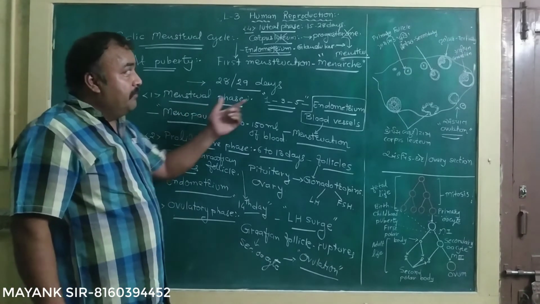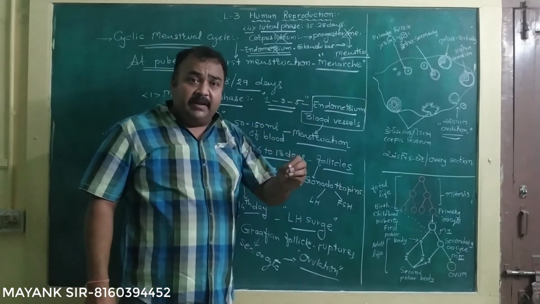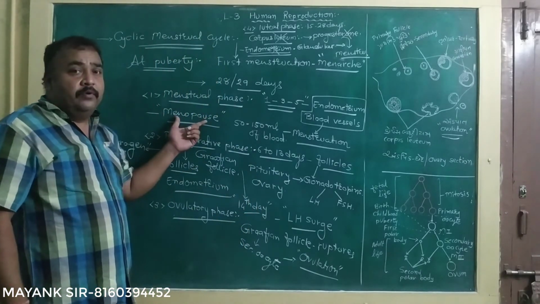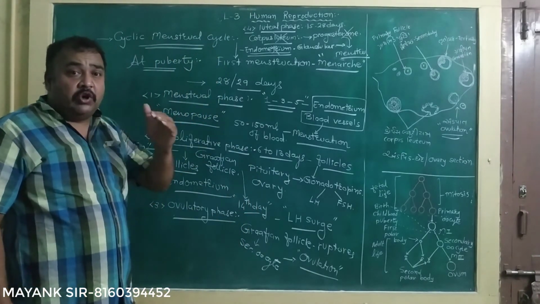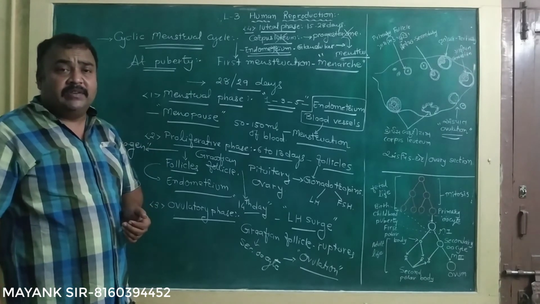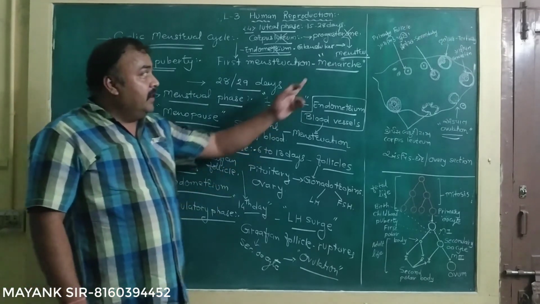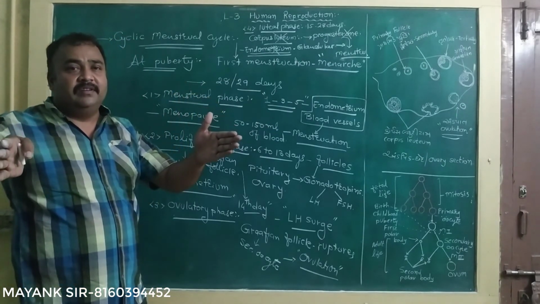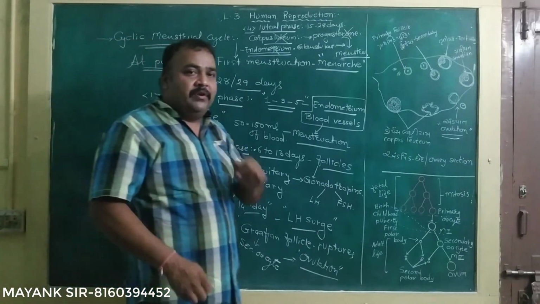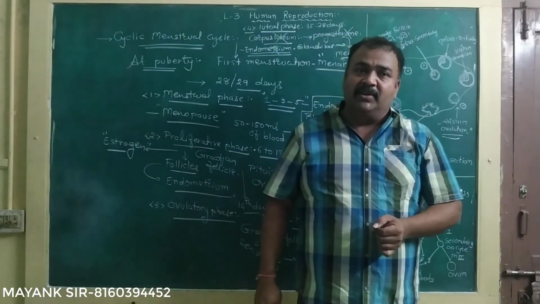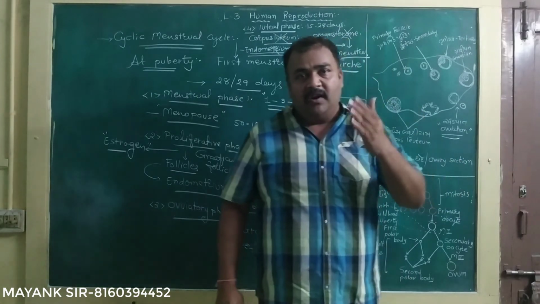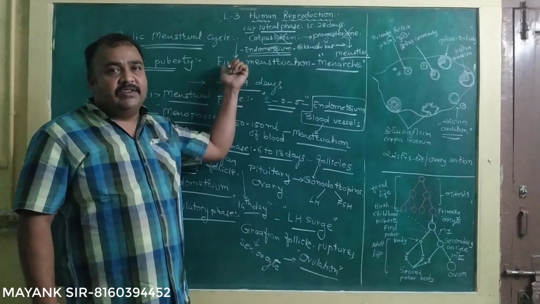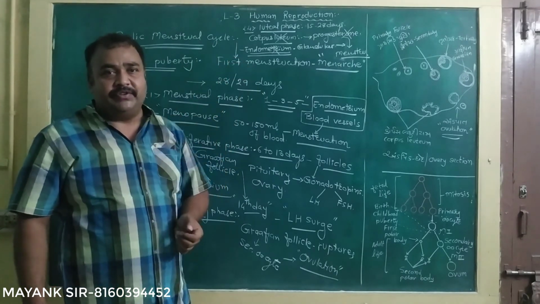See, menarche is nothing but the starting of the menstrual cycle. Menopause is nothing but the stopping or ceasing of the menstrual cycle. The period between these two, menarche and menopause, denotes the reproductive period of females in humans. So this was all about the process of oogenesis as well as the process of the menstrual cycle or menstruation. Thank you.